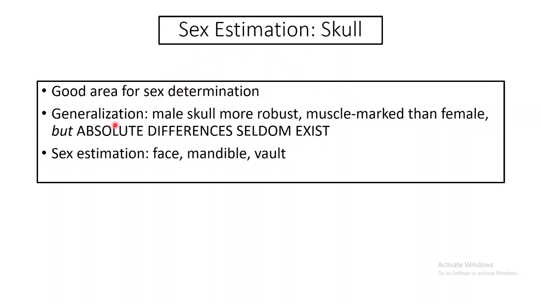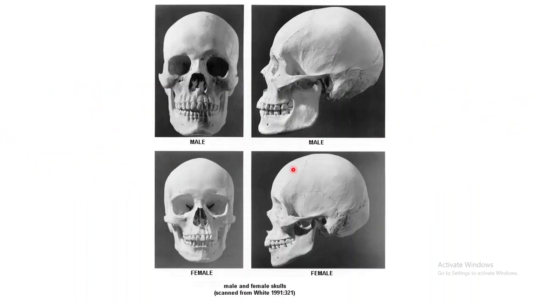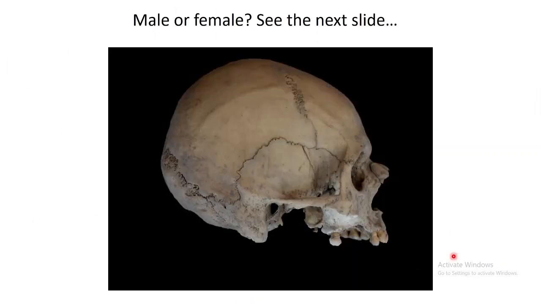In general, we can say that the male skull is more robust and more muscle-marked than the female, and sex estimation can also be done with the help of the face, mandible and the vault. So in overall appearance, you can see that this is the male skull, this is the female skull, and how they differ look-wise. This is the side view of the male and this is the side view of the female skull.